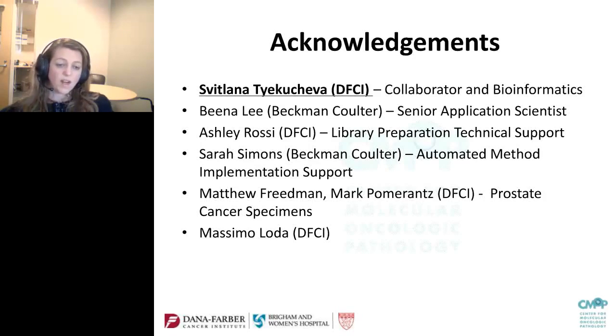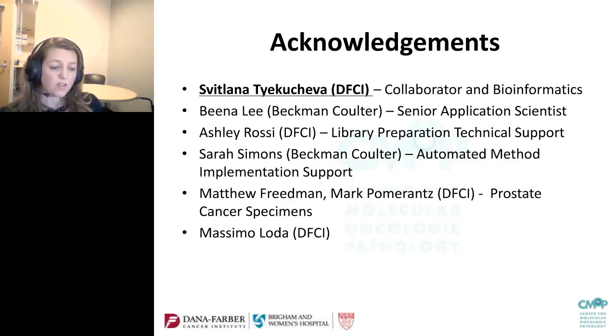Okay, so as I said, my collaborator in all of this is Svetlana Tekucheva. She is our bioinformaticist, and she also works at Dana-Farber. From the Beckman side, Bina Lee was the senior application scientist who helped us get going on all of this. Ashley Rossi is a technician who runs all the automated processes in-house. Sarah Simmons came in and helped with the method development and implementation on our Biomek system.